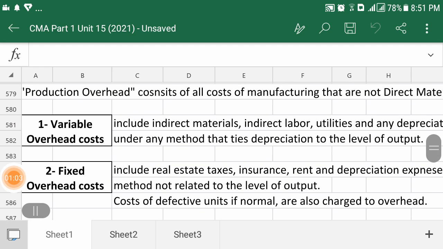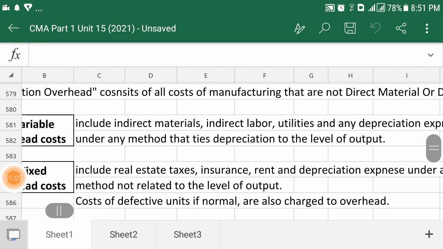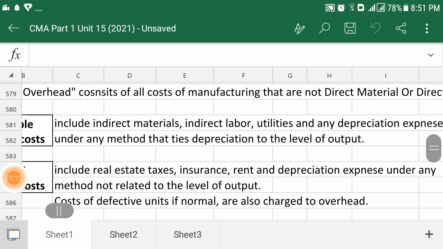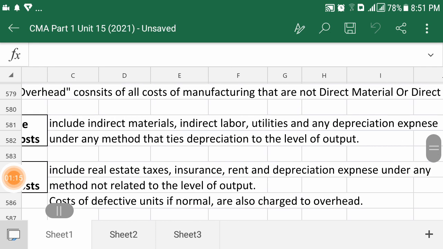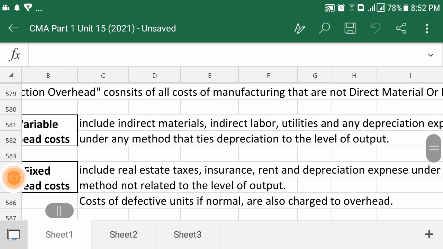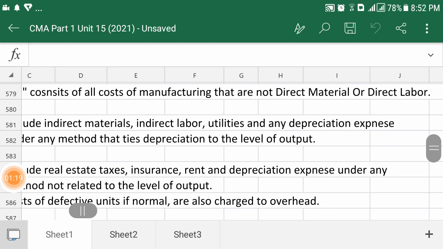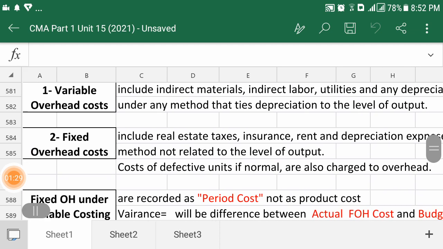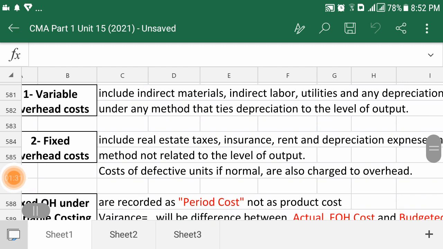Variable overheads, as you already know, include indirect material, indirect labor, utilities, and any depreciation expense under any method that ties depreciation to the level of output. Those are the indirect costs or depreciation for that particular area that we have deducted for that level of production, which is considered a variable cost. Depreciation could be fixed, but for that particular period it could be variable. Here is a fixed cost.